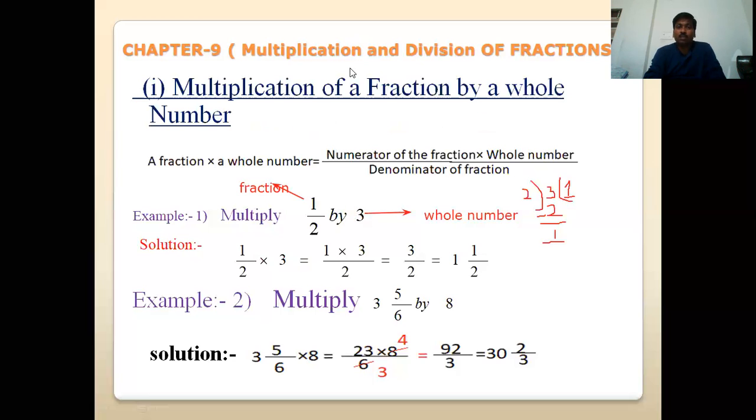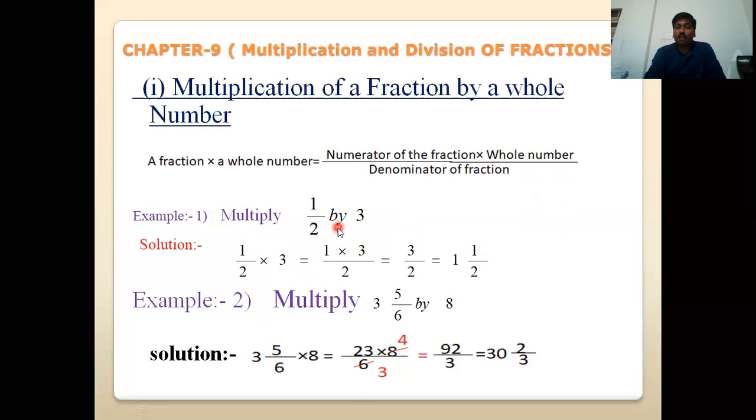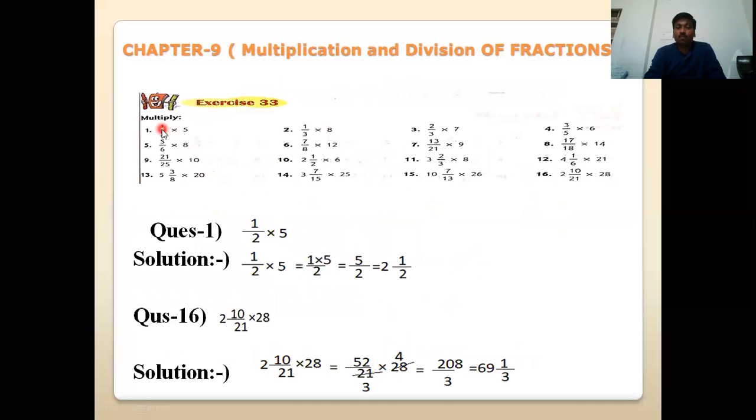Now from this process, we can solve exercise 33. Here we see this type of question is based on this type of example. We have already discussed this type of example. Here we take question number 1 and question number 16. This is the first question of your exercise and this is the last question of your exercise.